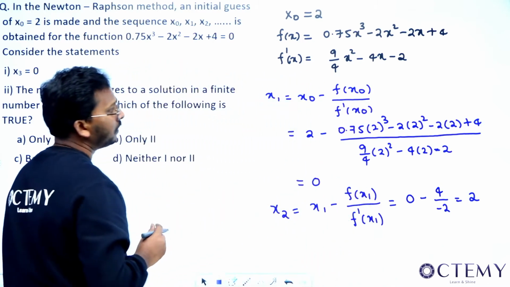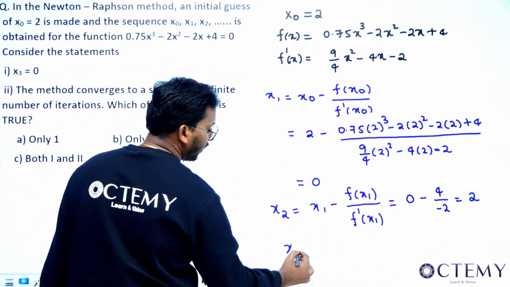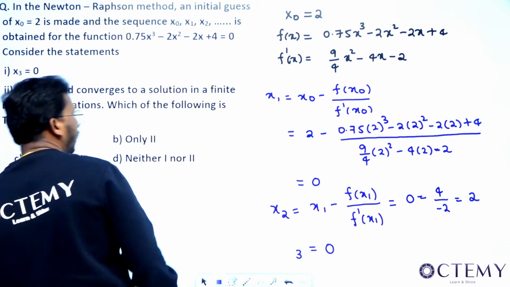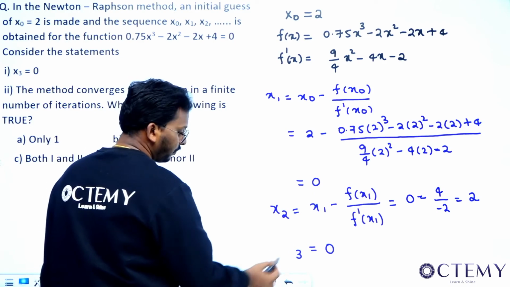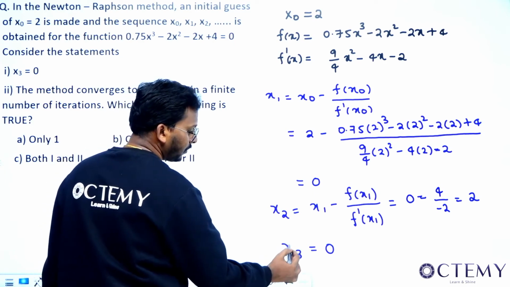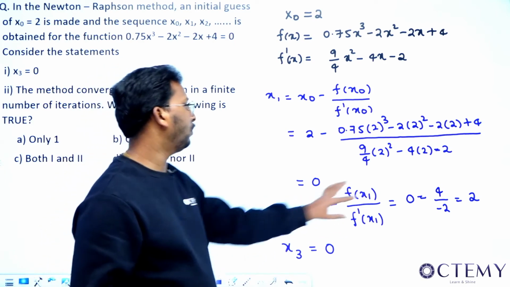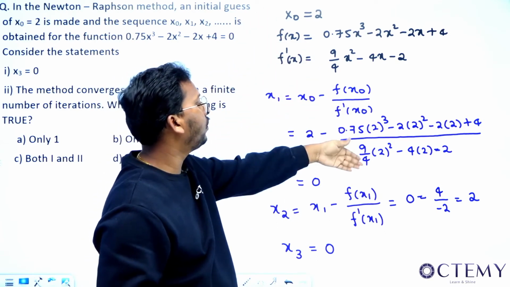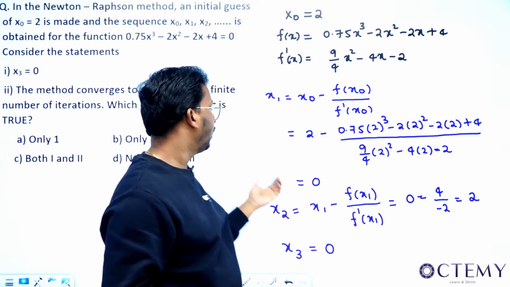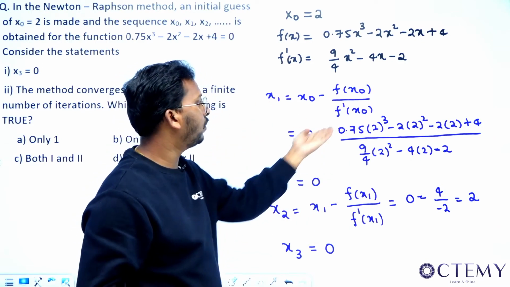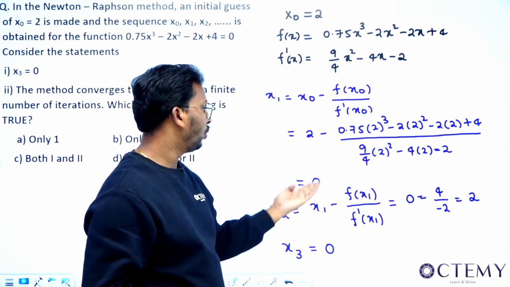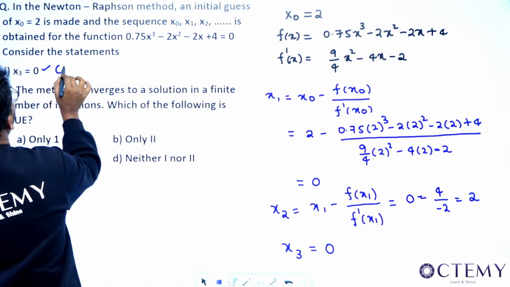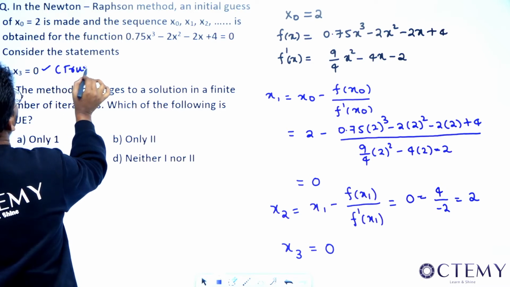Now you have to observe something. If you want to find x3, x3 will definitely be 0. Why will x3 be 0, sir? Because we have to put the same value 2 in the function and its derivative, since the functions are not changing. So when you put the value 2 here, ultimately x2 is 2 minus all of this value, which will be equal to 2 minus 2, and it will become 0. So statement 1 is true, according to what he is telling.